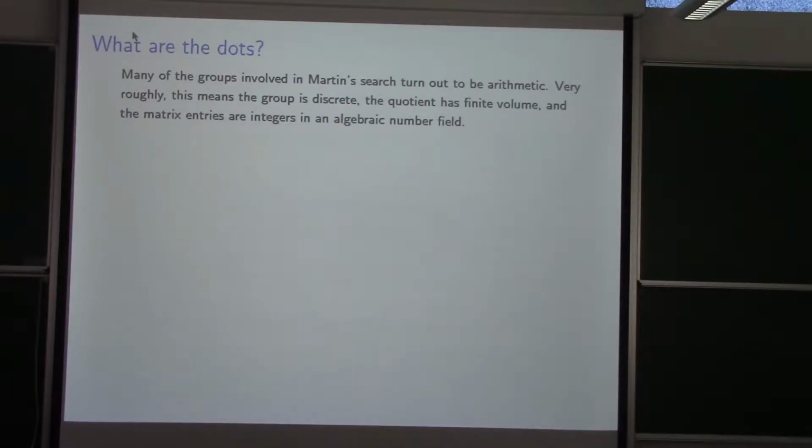This is a new thing. It turns out, I don't possibly have time to go into Gavin Martin's search. This is another phenomenal computer-aided achievement. But anyway, in his search, lots of the groups he needed to check for their volumes turn out to be arithmetic. So just think, what does this mean? Roughly it means the entries in the matrices are things like the square root of 2, or the square root of 2 plus the square root of 1 plus root 5 or something, and the group is discrete, and a quotient has finite volume.